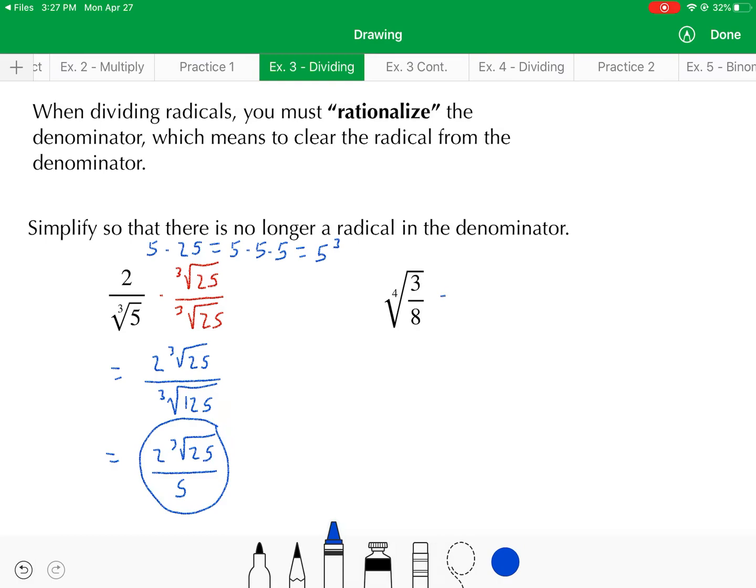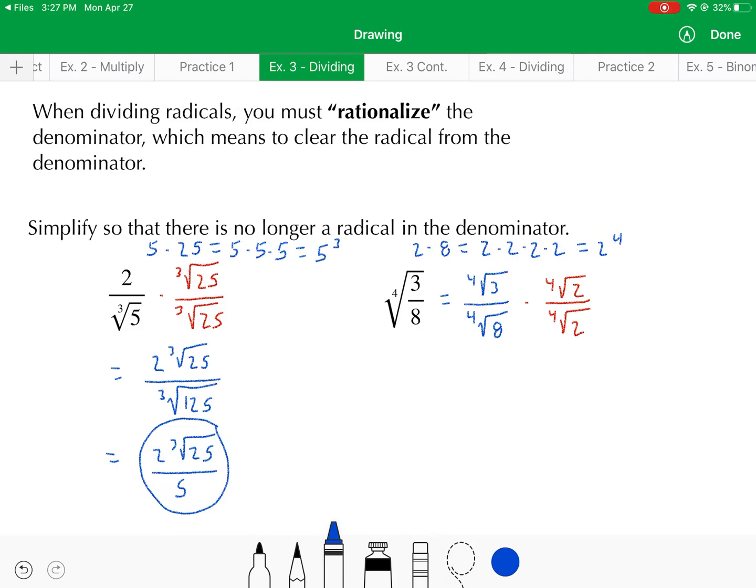Next problem, I have the 4th root of 3/8. First thing I'm going to do is break that up into the 4th root of 3 divided by the 4th root of 8. And this time, the clever form of 1 that I'll multiply by is going to be the 4th root of 2 over itself. Okay, now why did I choose 2? Well, if I take 2 and I multiply it by the 8 that's already in the radicand of the original denominator, that's going to give me 2 times 3 more 2's for a total of 2 to the 4th power.